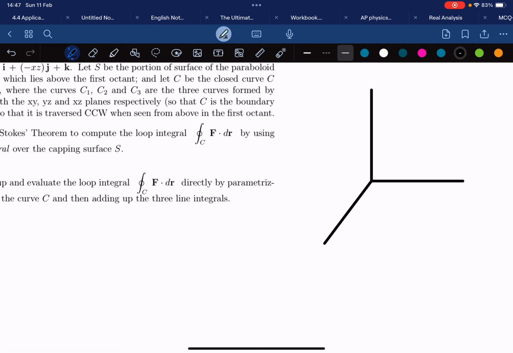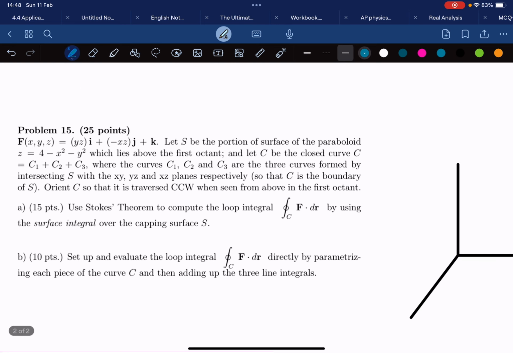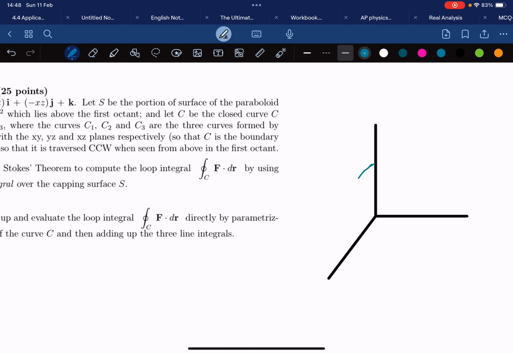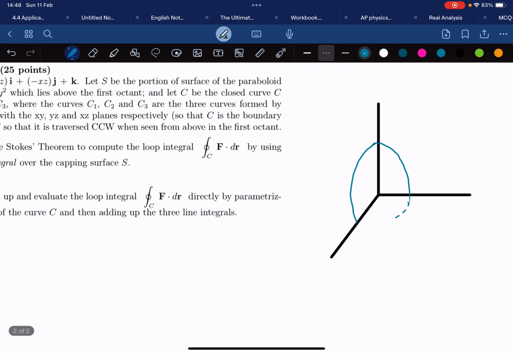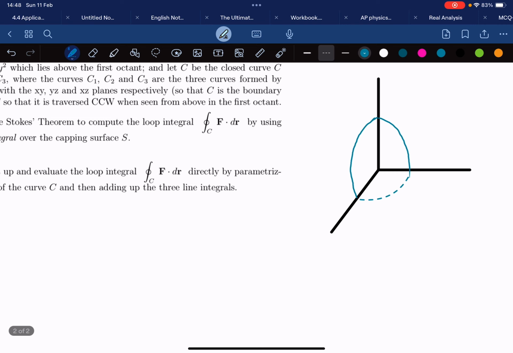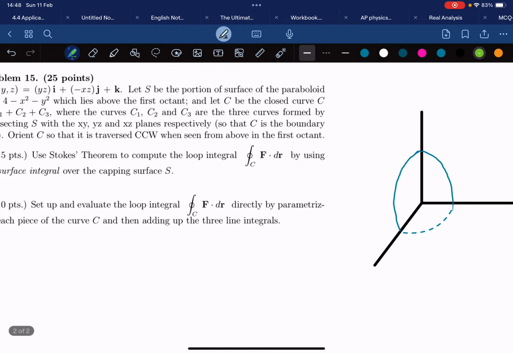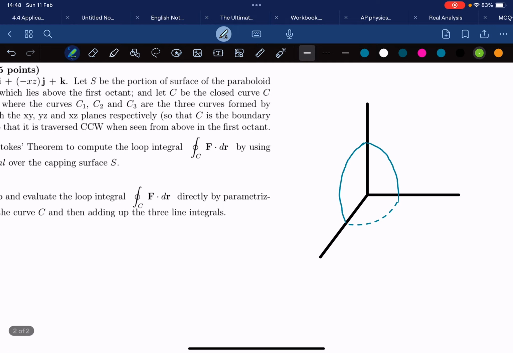So this is just our coordinate axes. And then it's going to be a paraboloid. So we'll see that it opens downward, kind of like this. And then there's going to be something like that. And so it's going to be cut off by the XY, YZ, and XZ planes. So then it's going to kind of be cut off like here and here. It's just going to stop there.